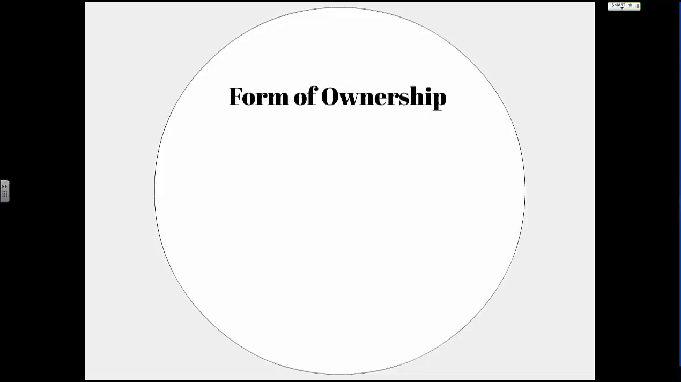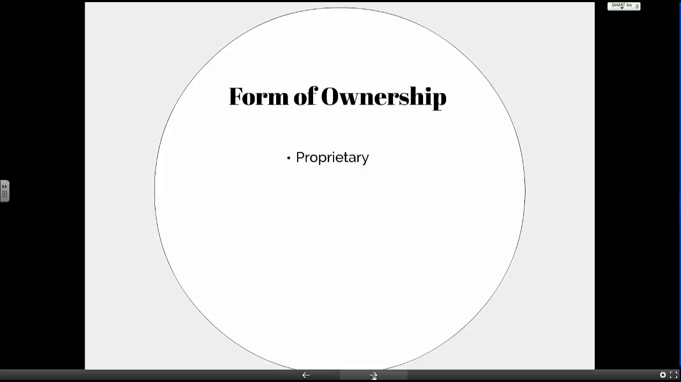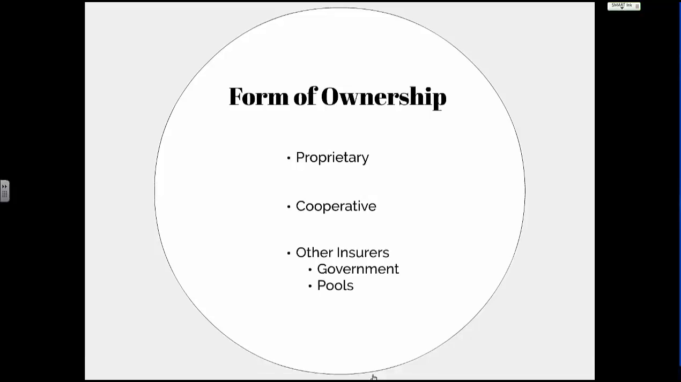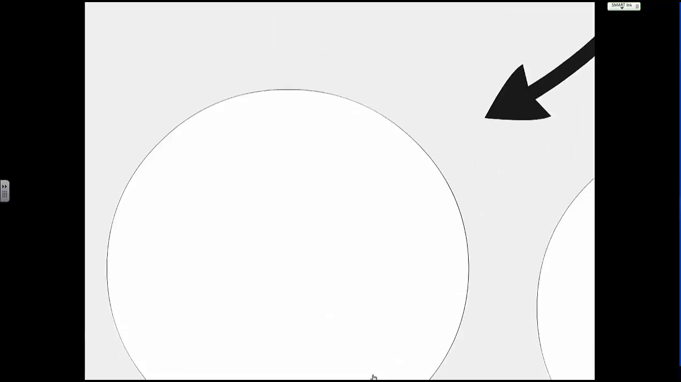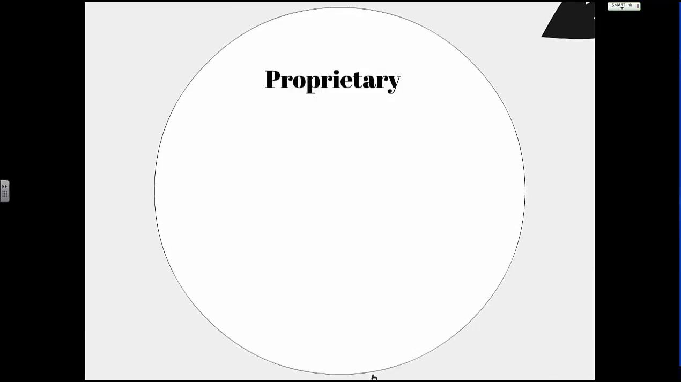The 3 possibilities are proprietary ownership, cooperatives, and other insurers, such as pools and government insurers. Let's first talk about proprietary insurers. By far, the most common of these are stock insurers. A stock insurer is owned by its shareholders, and the shareholders of the stock insurer provide capital to the insurance company. They also expect a rate of return, which is given to them in the form of either dividends or because of the capital gains experienced when the company's value increases.